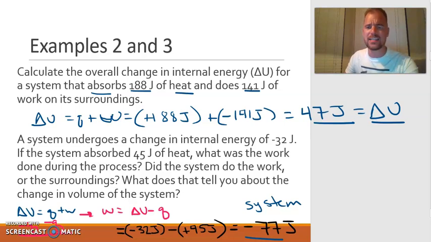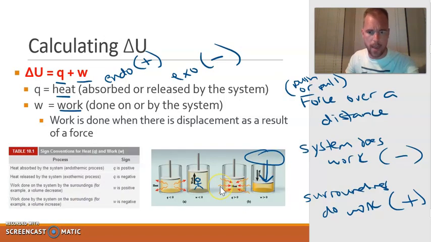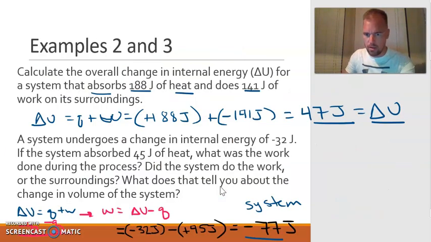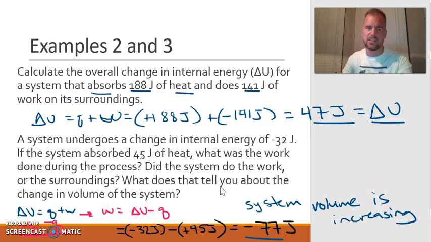What then does that tell you about the change in volume? To answer that question, let me go back to this drawing right here. So remember, when the system is doing work, and I have my little guy here, you're inside, you're doing the work, you're pushing. You're going to push that piston up, which tells you about the volume? Volume is increasing. If the system's doing the work, the volume is increasing. All right, so that's how you'd answer example number 3.